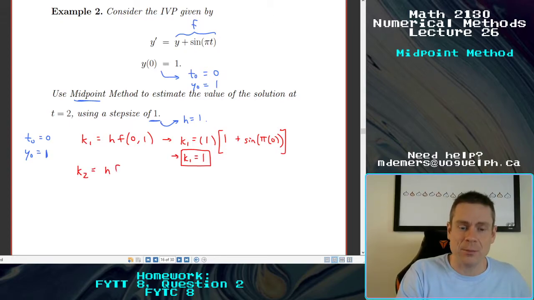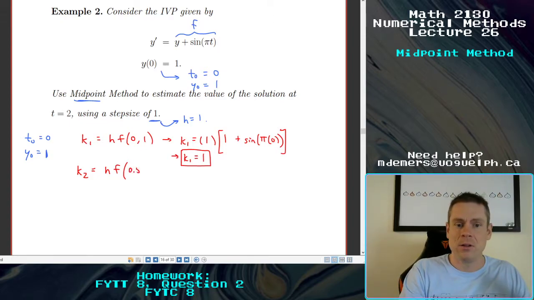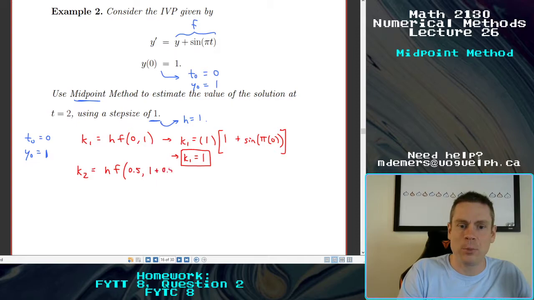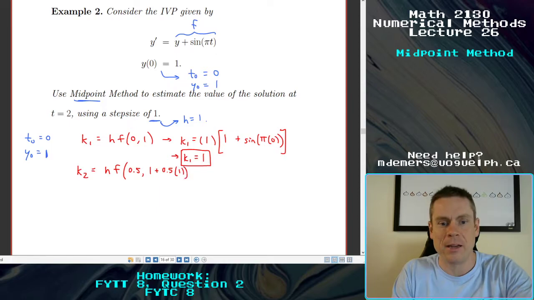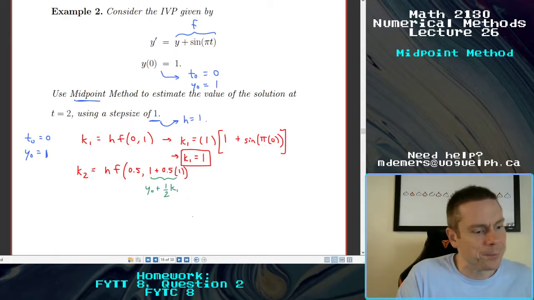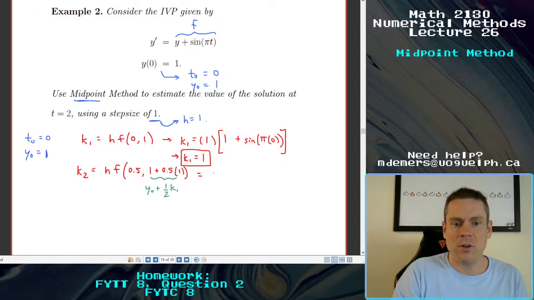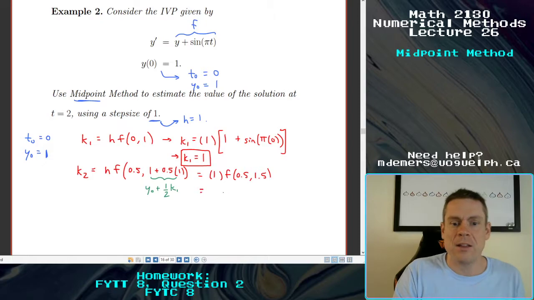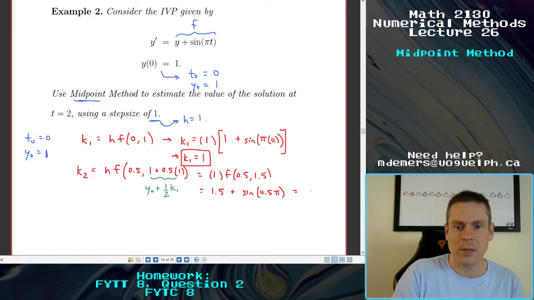And k2 is going to be h times f of, and now we go half a step forward, 0.5, and we take y0 plus a half k1. So it's going to be 1 plus 0.5 times that 1. Whoops, I want a round bracket here. So I just want to make it clear, this is y0 plus a half k1, just like this. Cool. All right. And so basically this is 1 times f of 0.5 and 1.5. That's what we're interested in. So we're taking the tangent at that other point, basically. And that's going to be 1 times, and then we have 1.5, looking at the f, plus sine of 0.5 pi. Sine of 0.5 pi is sine of pi over 2. That's 1, so we get 2.5.